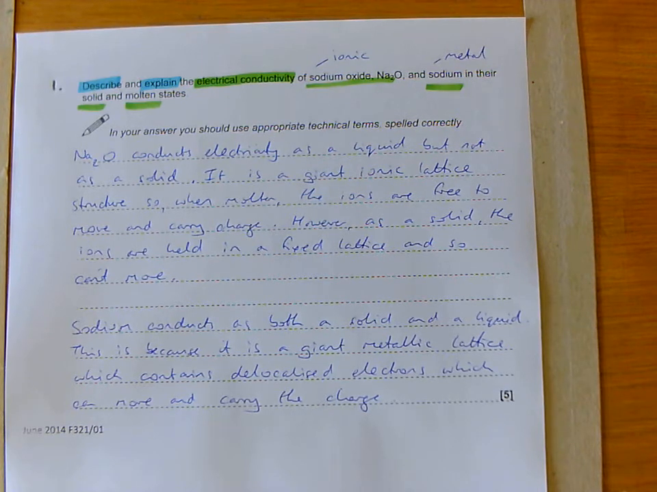To get all 5 marks, you do have to talk about in detail why the ionic compound will conduct as a liquid but not as a solid, and why the metallic compound will conduct as both. And then the technical terms here that we need to use: giant ionic lattice, giant metallic lattice, delocalized electrons. We've got to be really clear it's the ions that are moving in the first case and carrying the charge, and the delocalized electrons that are moving in the second case and carrying the charge there.